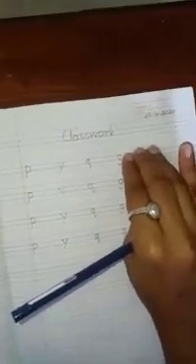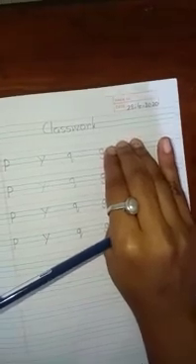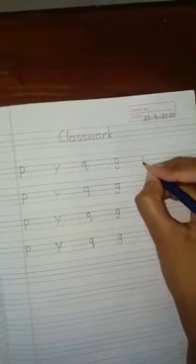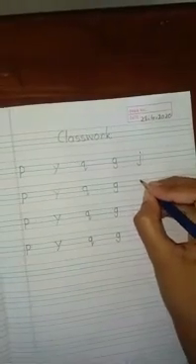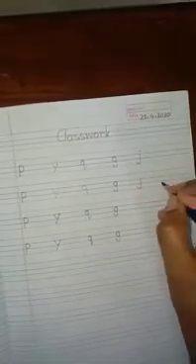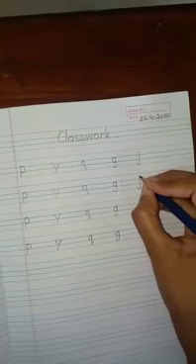Put a 3-finger gap after G, and then we will write the letter J. A straight line downwards from the upper blue line and a curve sidewards. Then we will put a dot on top like this. Write the letter J again on the next line. A straight line downwards and a curve sidewards. A dot on top.